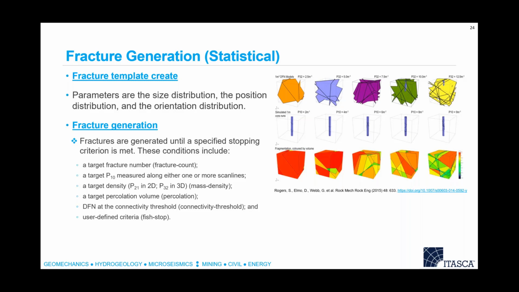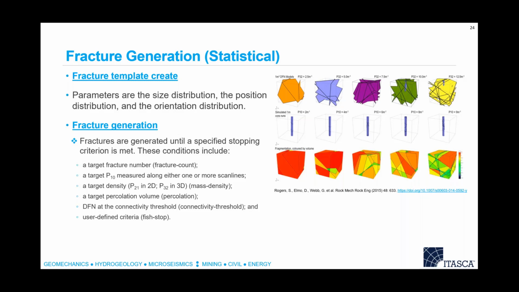So first we have to create a fracture template, and essentially we're defining parameters such as size distribution, the position distribution, and the orientation distribution of the fractures. And then the second step is to actually generate the fractures from the template, and the fractures are generated until a specified stopping criteria is met. And these conditions include a fracture count. So we want 7 fractures or 10,000 fractures. They'll just keep populating the space.